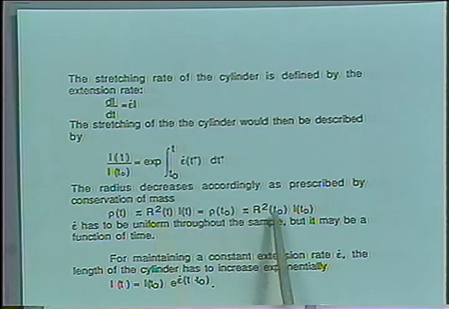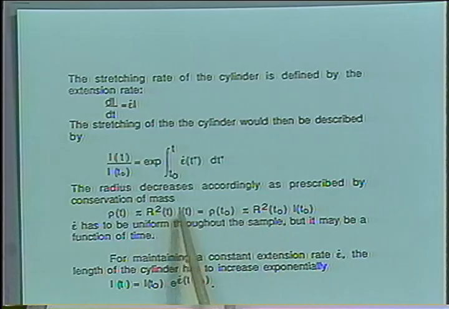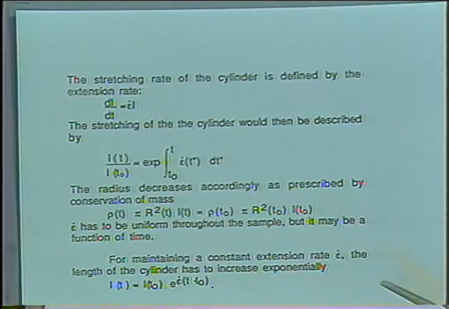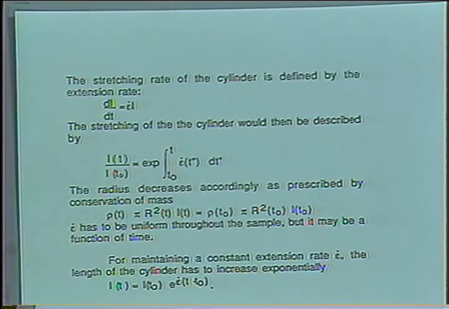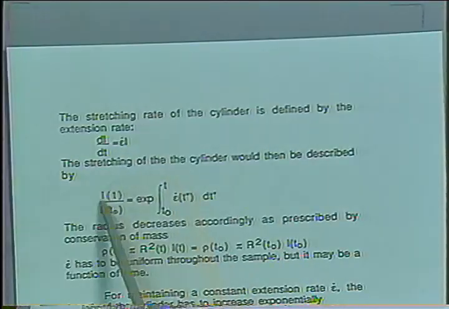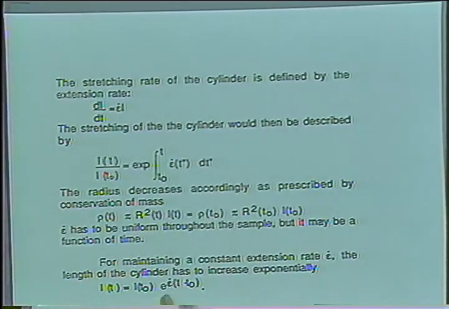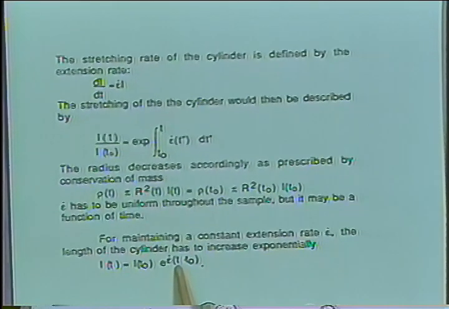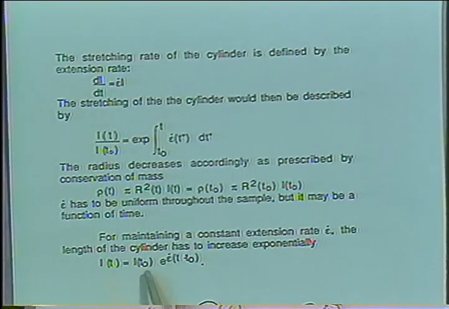From the total stretch, together with conservation of mass, now you get the instantaneous radius. This is the radius at 2 times, and it's just given by looking at the volume times the density at 2 times. So this describes the shrinking in radial direction for conservation of mass. In the case of constant extension rate, this integral reduces to just an exponential function. This will be a constant times time. So the length at some time t is equal to the initial length times the exponential function, like this. So with time, this length increases exponentially.